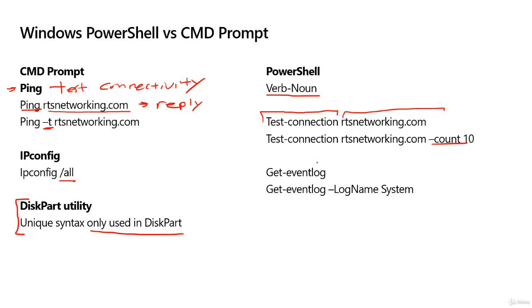If I wanted to look at my event log, verb-noun, Get-EventLog. If I want to look at a specific log, Get-EventLog -LogName System would show me the contents of the system log. Pretty user-friendly. Now to take a look at that, I'm going to switch to PowerShell for a moment.